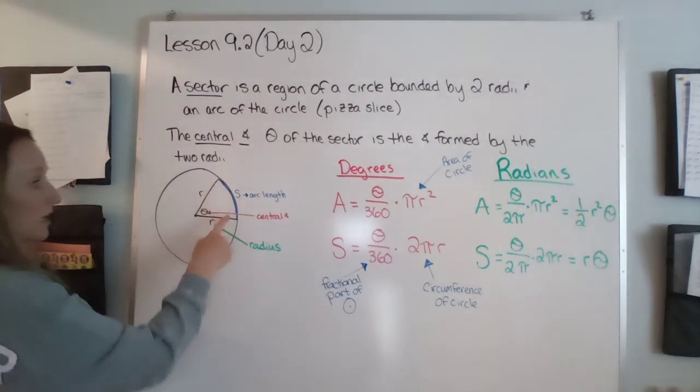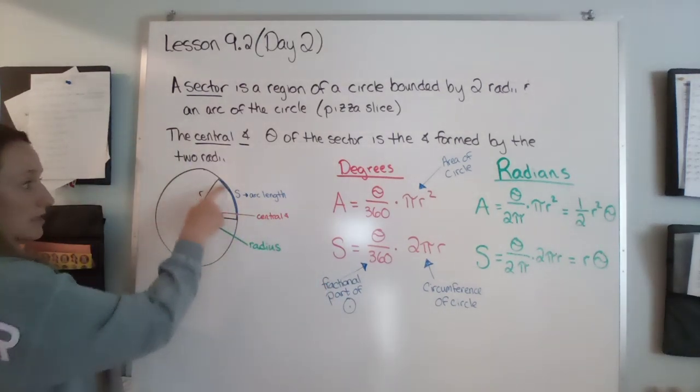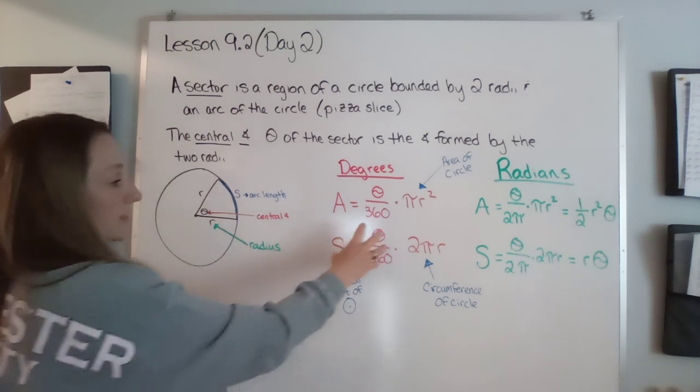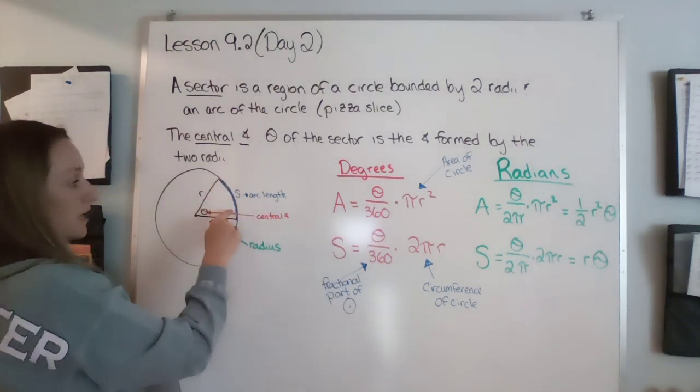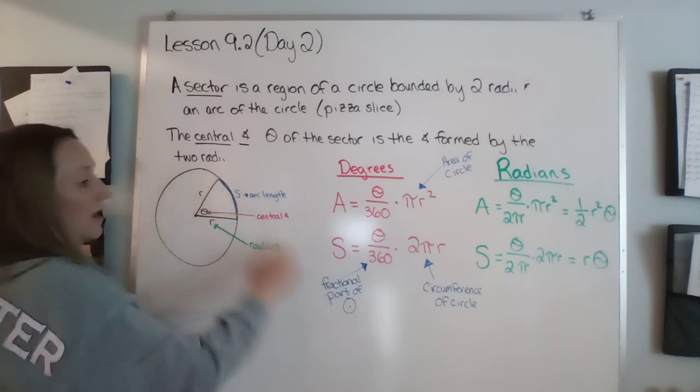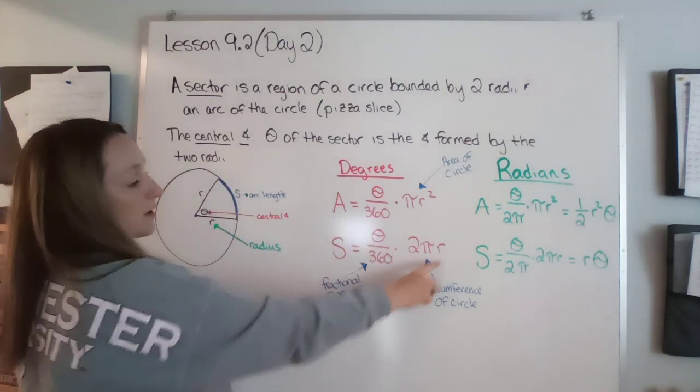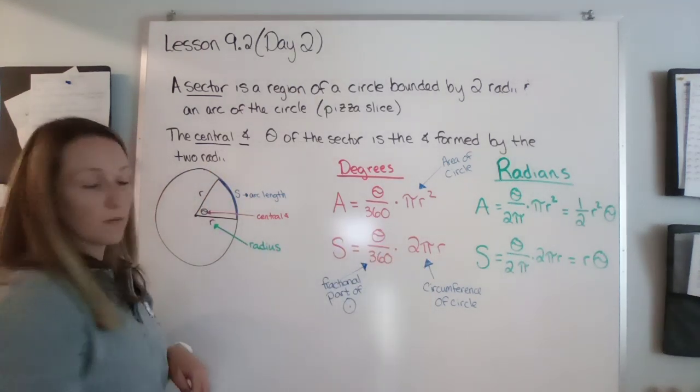S, meaning the arc length, if I want to know how long this arc length is, I first find the fractional part that this represents in relation to the whole circle. And then once I know the fractional part, I multiply by the circumference of the circle, 2 pi r.